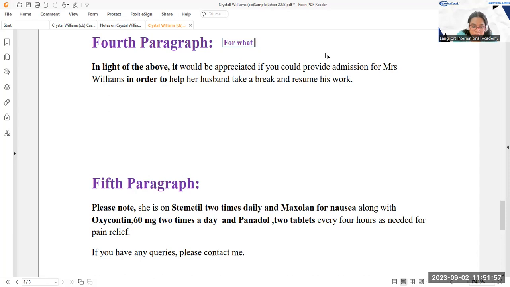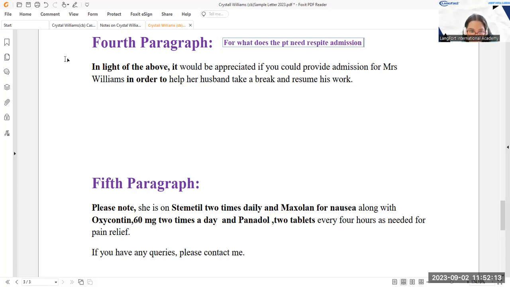What does the patient need? Respite admission. So there is a specific reason or a specific purpose for her needing respite admission. What is that? Okay, all of you look at the fourth paragraph.